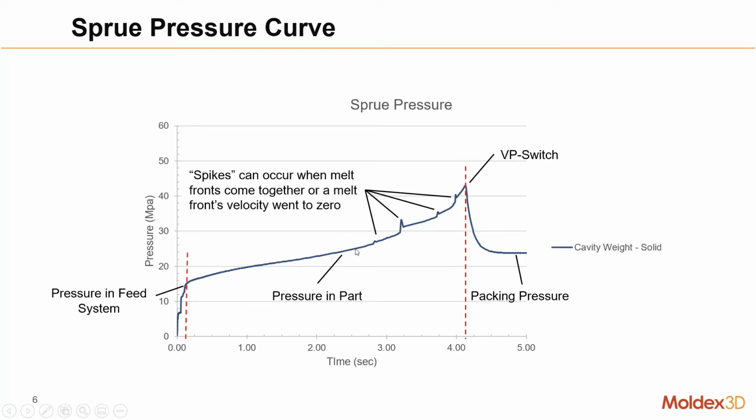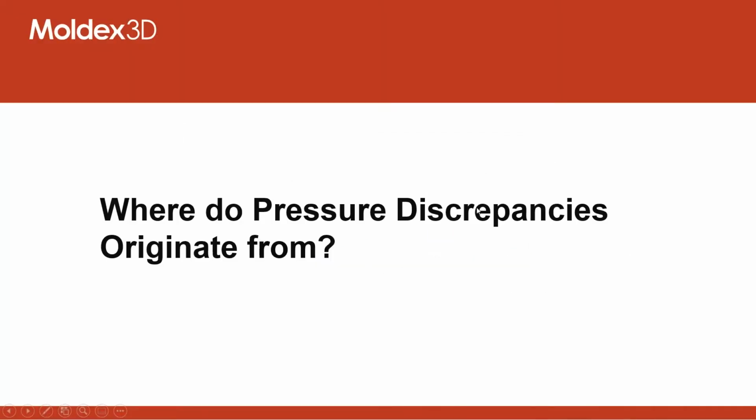Also, throughout the duration of the filling through the parts, we're going to have these little spikes. These little spikes will indicate maybe when a weld line occurred, or where two melt fronts came together, or where an end of fill happened. These pressure spikes will actually give us a pretty good indication of where our flow imbalances lie. So whenever we have an imbalance of flow, these screw pressure spikes will be very prevalent.